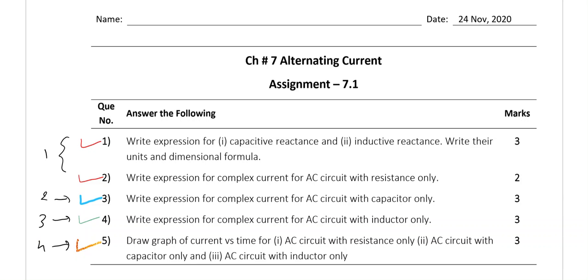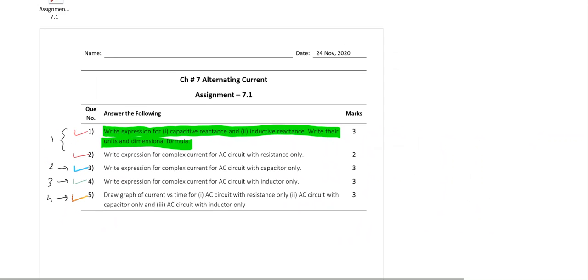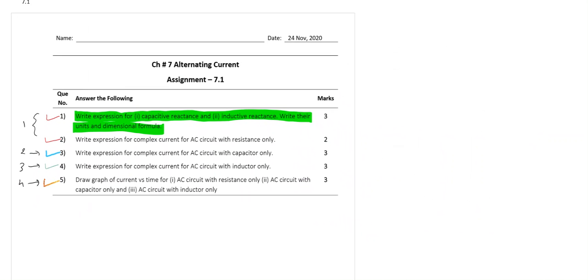The first question is, write expression for capacitive reactance, inductive reactance, write their units and dimensional formula. So earlier in the previous prerequisite video, we already saw that, the way we have resistance R, the effect of capacitance is measured in terms of capacitive reactance denoted by XC, and its expression is 1 by omega C. What is omega? Angular frequency of AC source.